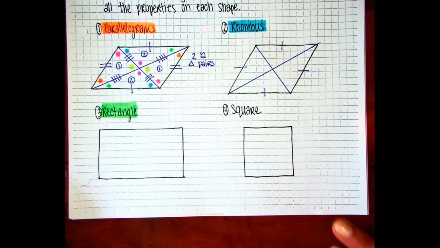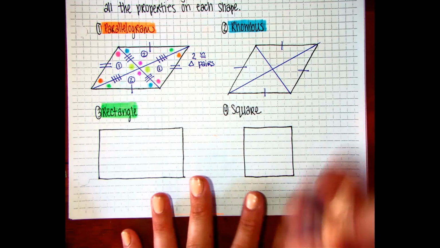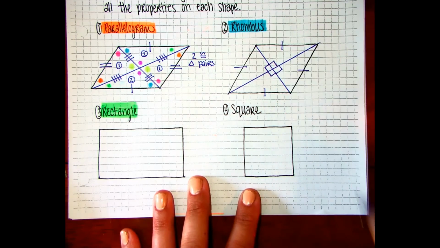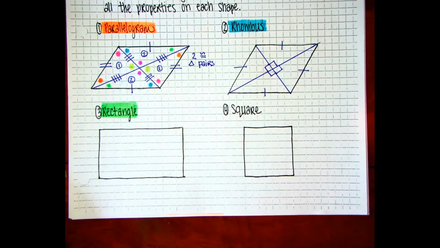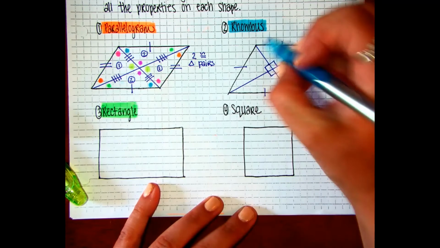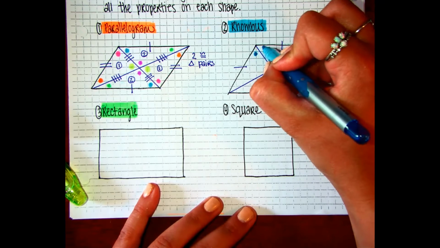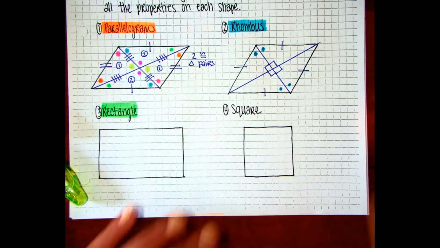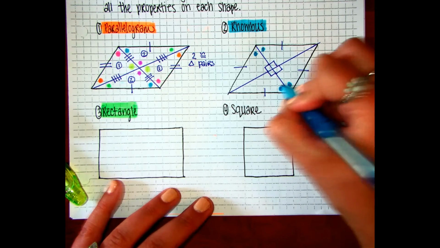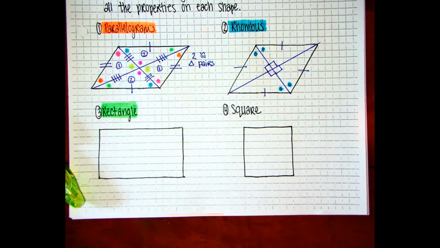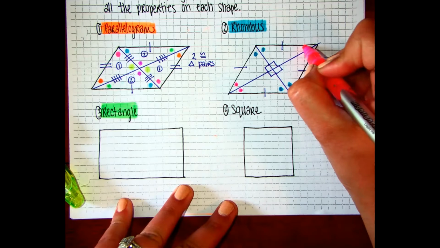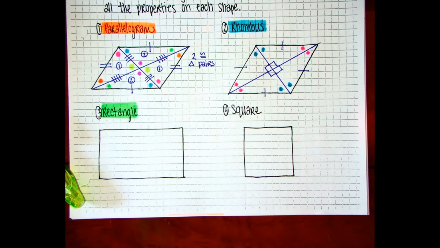Property number 2 is that the diagonals are perpendicular. So 90, 90, 90, and 90. Okay? Last, the diagonals bisect the vertex angle, making this one and this one equal, and this one and this one equal. Make those dots a little bit bigger. There you go. And the same thing is true over here. These two are now the same in conjunction with these two.